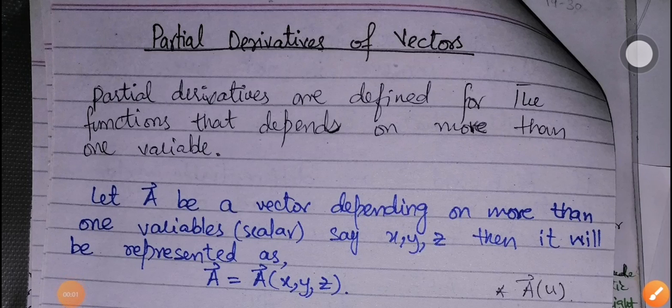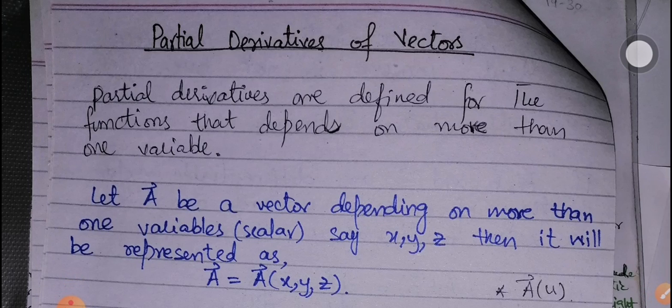Assalamu alaikum class. Here we are going to discuss the second topic of chapter number 3. We have started chapter 3 in the previous lectures, vector differentiation, and we discussed how we can take the derivative of any vector. And now in this lecture we are going to discuss the partial derivatives of vectors.